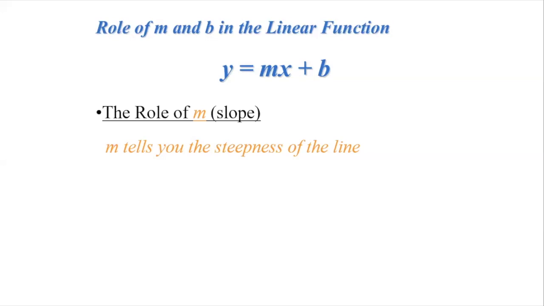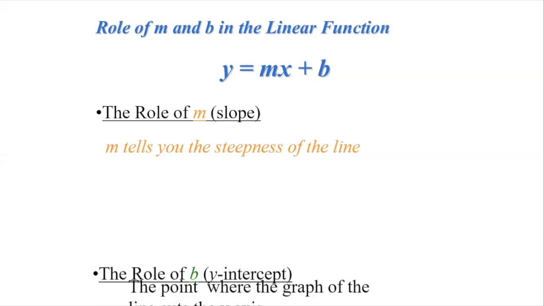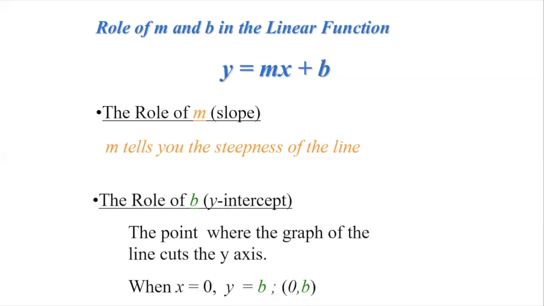So once again, the role of m is the slope. It tells you how steep a line is. And the role of the b, which is the y-intercept, is the point where the graph of the line cuts the y-axis.